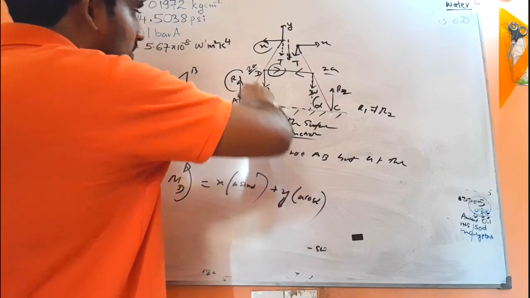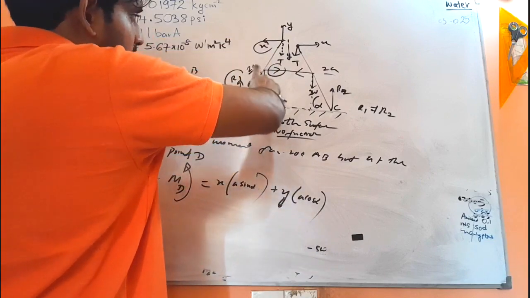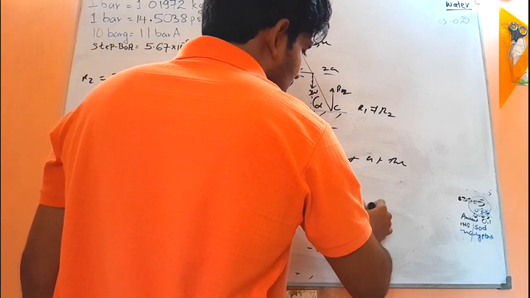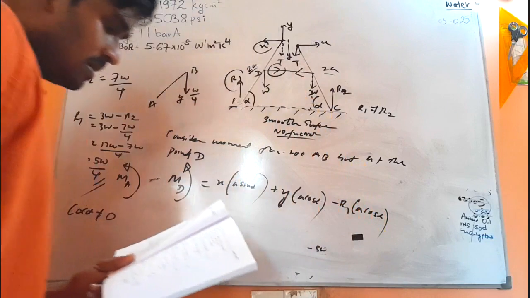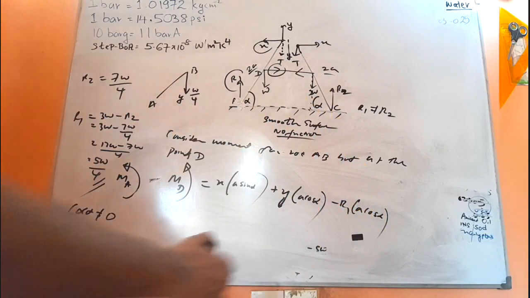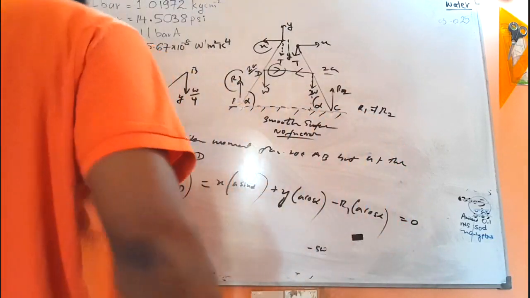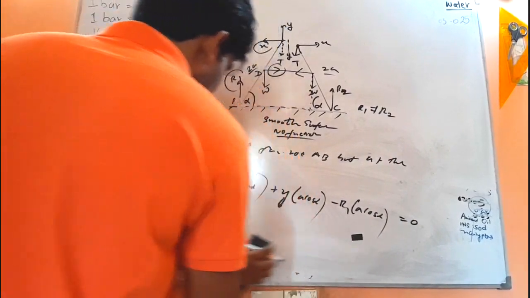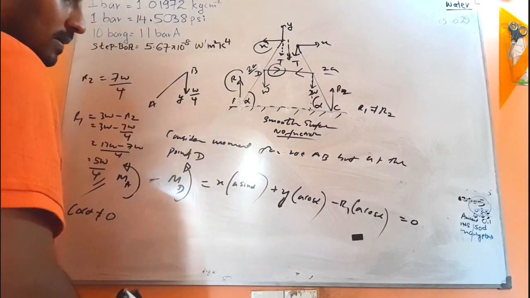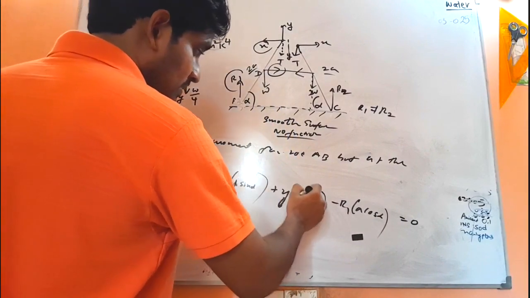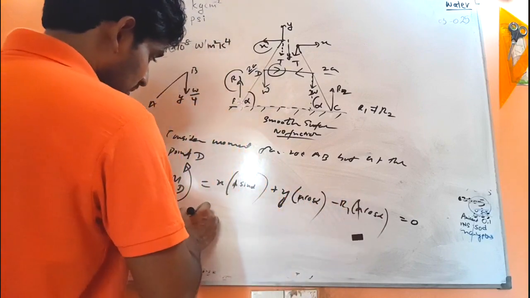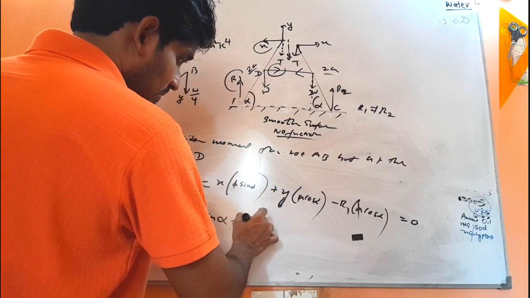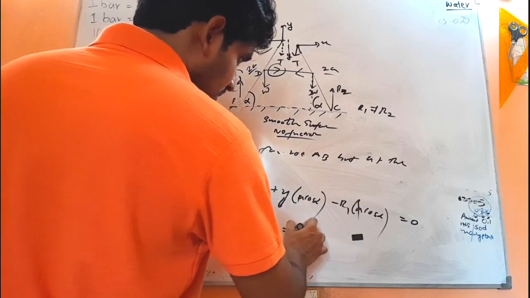The moment generated because of this force is clockwise direction, so the perpendicular distance will be A cos alpha, minus R1 times A cos alpha. And that must be 0, right? So now let's solve that. Now here A we can cancel, right? Agree? So then we have X sin alpha plus Y cos alpha equals R1 cos alpha.